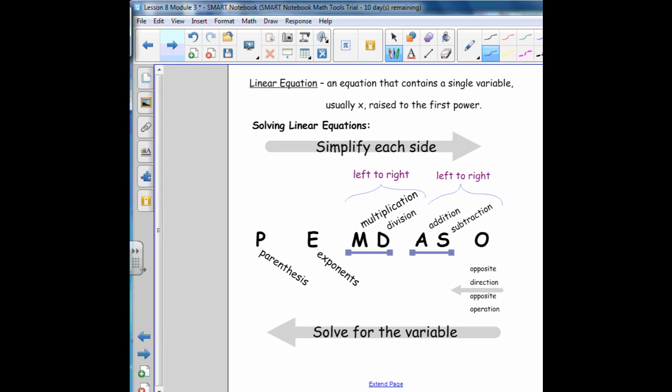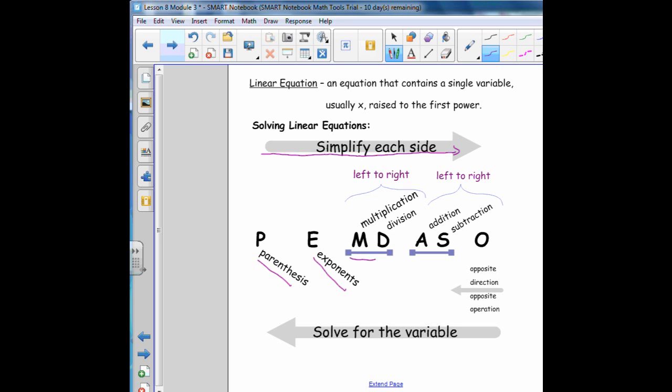To solve a linear equation, now this isn't in your notes, but I wanted to go through it with you. A linear equation is an equation that contains a single variable, usually x, raised to the first power. Solving linear equations, remember to first simplify each side of the equation, and to do that, you're going to go according to PEMDAS. So parentheses first, then exponents.